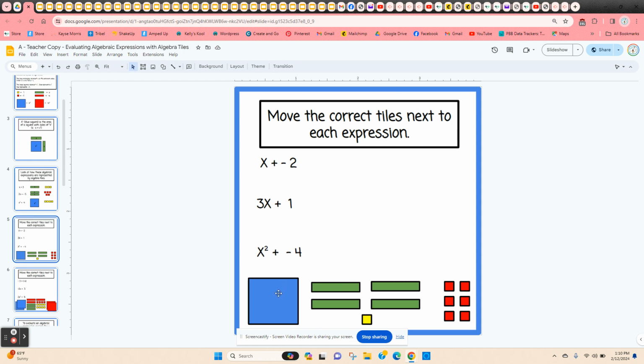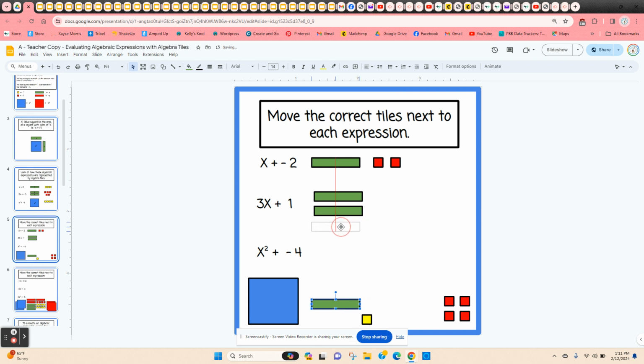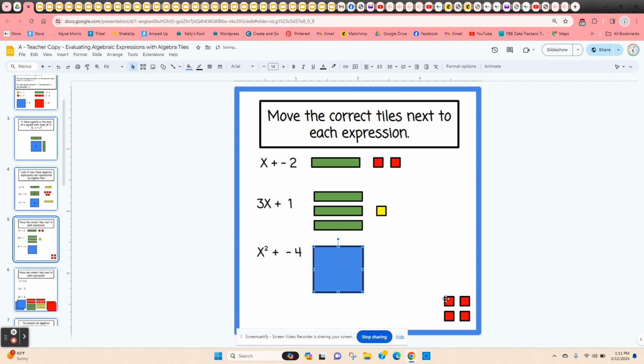So they just click and hold on the edge, and then they can move them into place. So x plus -2, well, the green is x, positive x, and then we've got 2 negatives, so they're going to click and hold and just move these so they can show the expression. 3x plus 1, we've got 3 positive x's, and then just one more, positive 1. X squared plus -4 is what's left, so we have an x squared, and then we have 4 negatives.